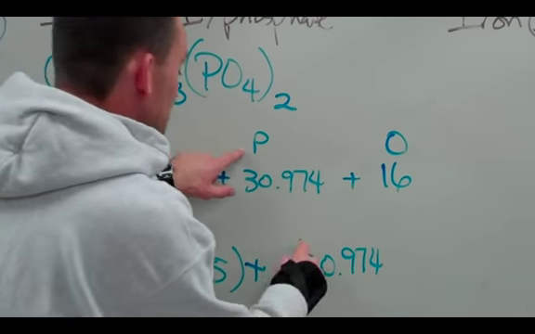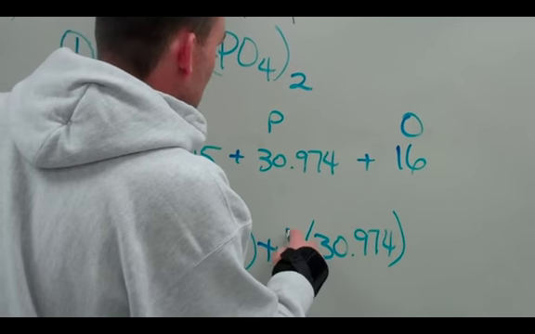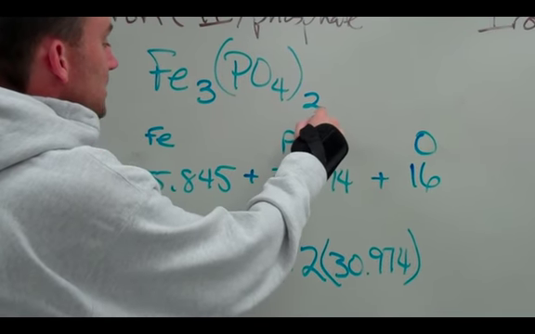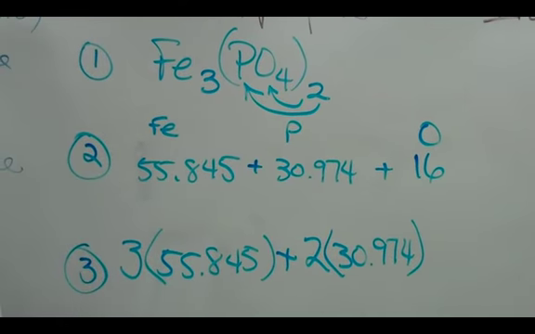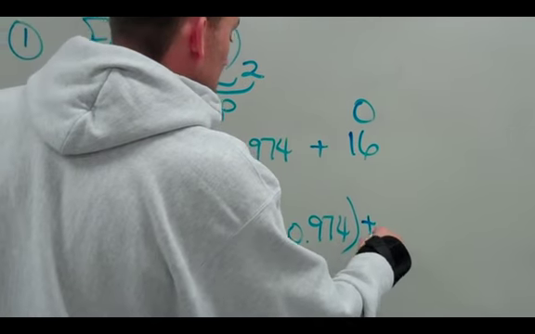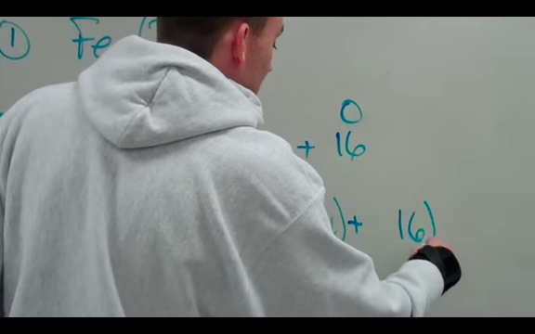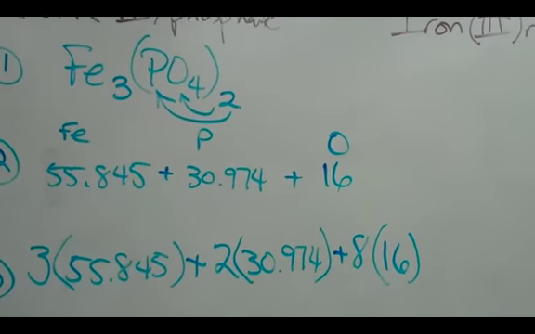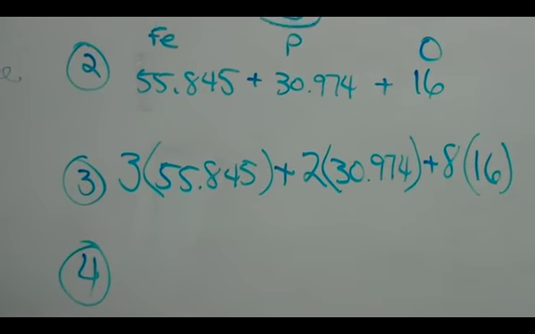30.974 for phosphorus. Here's where it can get tricky. We're going to multiply that by 2. Because for the first time, this subscript outside the parentheses will get multiplied times every element inside the parentheses, just like we do in math. So we're going to multiply 2 times the number for phosphorus. And then lastly, we'll multiply 16, which is oxygen's mass number, times 8. Last rule, put it in your calculator and see what you get.